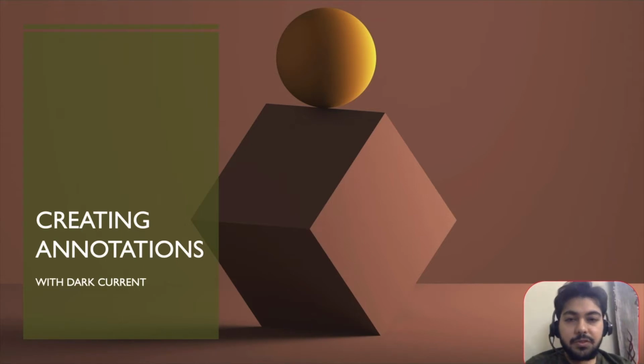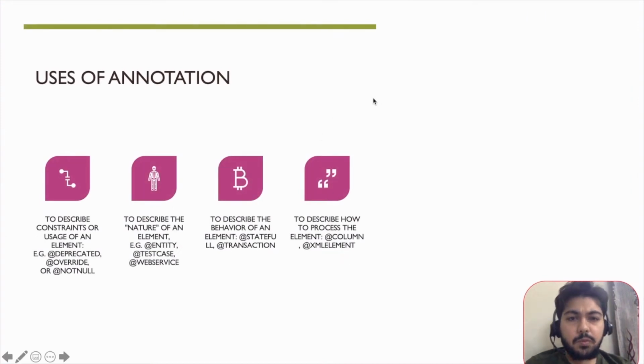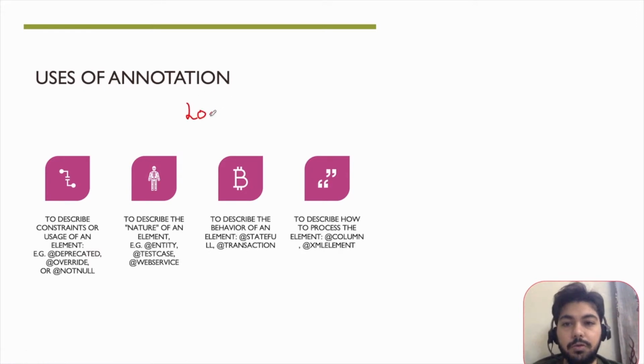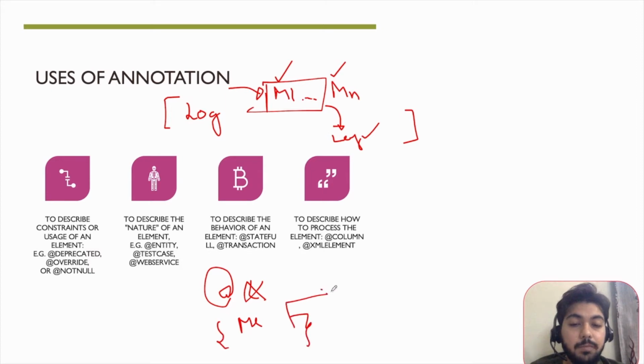So let's get started. Basically, I have a problem today which I want to solve using annotation. The problem I am currently having is that I want things to get logged. For example, if I declare any method with a particular annotation X, then the content of that method should get logged.